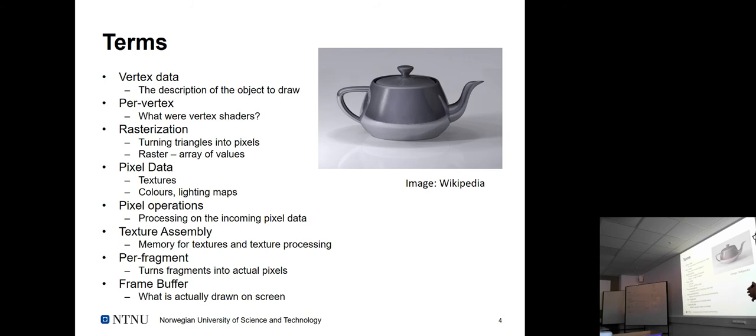So first of all, vertex data is quite important. It's all the information you need in order to draw an object. So that's the kind of important aspect. We have a per vertex representation that was particularly important for vertex shaders. What were vertex shaders again?